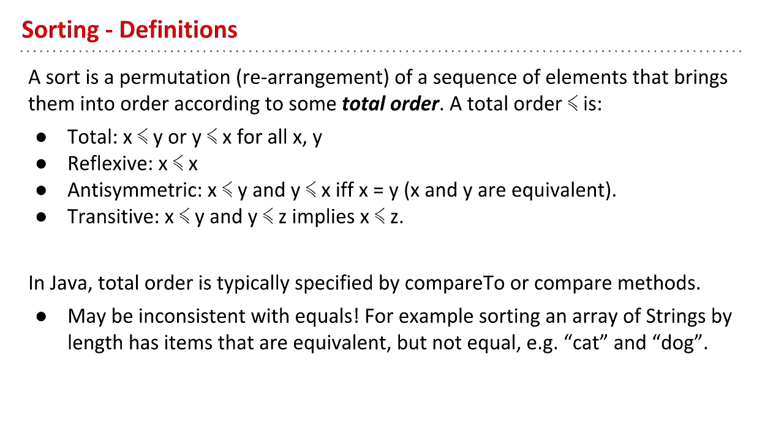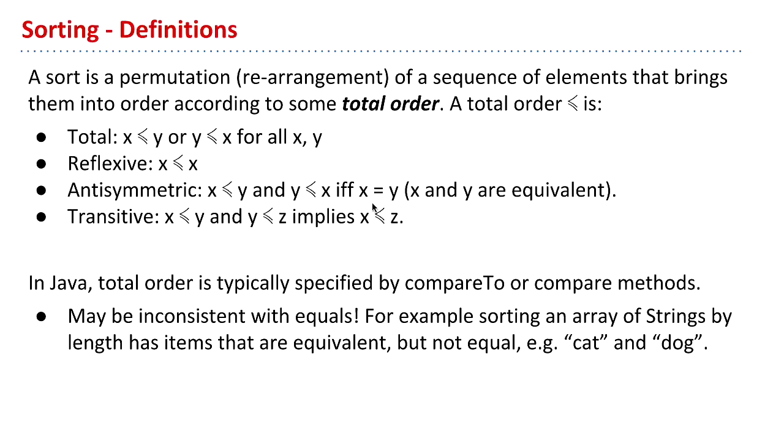So a sort is a permutation of a sequence of elements that brings them into order according to a total order. Now, you guys have an intuition for what a total order is, but if you wanted to be really, really technical about it, you'd say it's total, in the sense that you could always compare two items and get an answer, yes or no. That's reflexive in the sense that you are less than or equal to yourself in our total ordering. And I'm using a modified less than or equals sign for our ordering. It's anti-symmetric, meaning that if x is less than or equal to y and y is less than or equal to x, these two items are equivalent, and it is transitive, in that if x is less than y and y is less than z, then x is less than z.